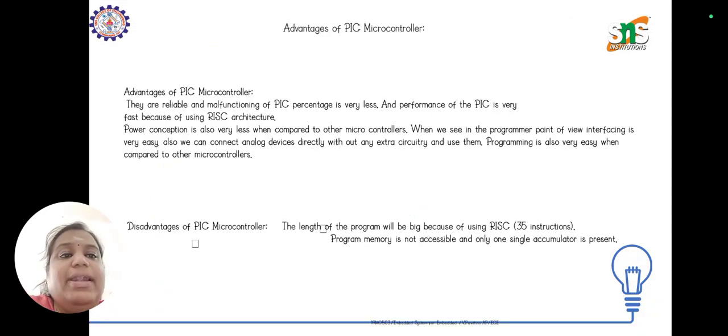Already I have said that there are many advantages. The malfunctioning percentage of PIC is very low, and the performance of PIC is very fast because of using RISC architecture. Power consumption is also very less, and from the programming point of view, interfacing is easy, and programming is also easy when compared to other controllers. Disadvantages: because of using RISC 35 instructions, program memory is not accessible, and only one single accumulator is present.